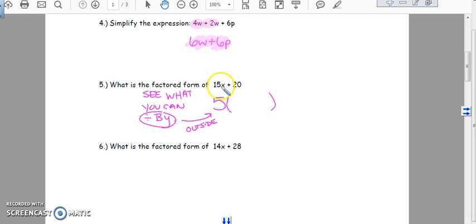Now I'm going to divide. 15 divided by 5 is 3, and I still have the x. 20 divided by 5 is 4. And I cannot go any farther, so this is in factored form.